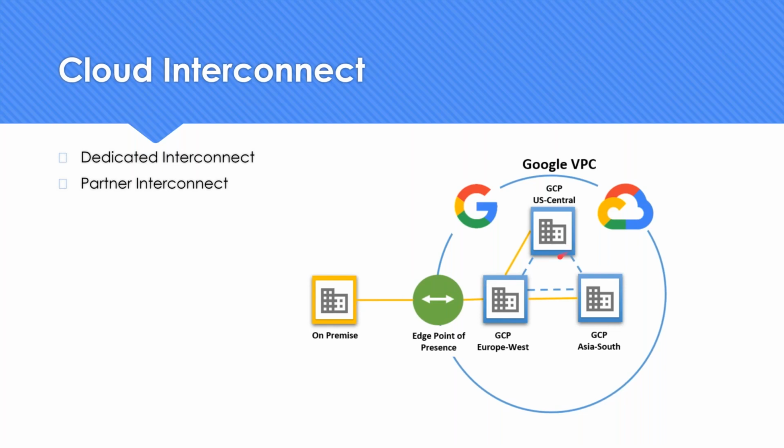Maybe you have some VMs provisioned in US Central. From Mumbai, sitting in your data center, you can access your central machine using an internal IP address, and the entire communication is using Google's optic fiber network. So only from your on-prem to your co-location facility or the point of presence, you are going to use your own fiber there. Remaining everything is going to be Google's network.